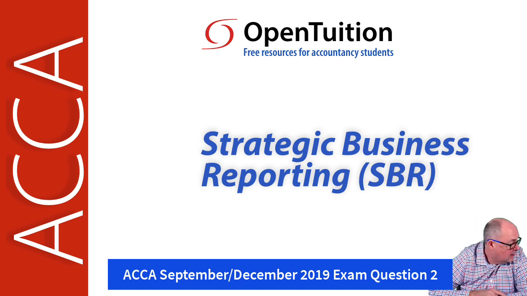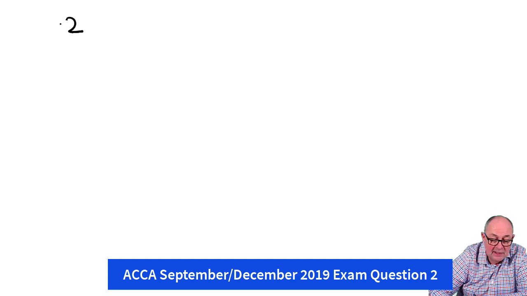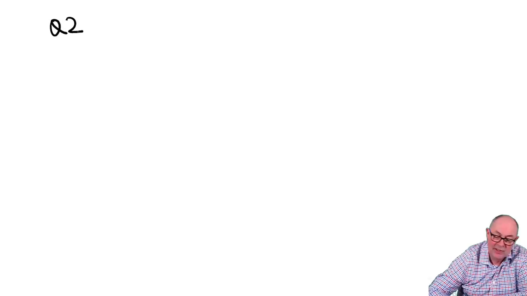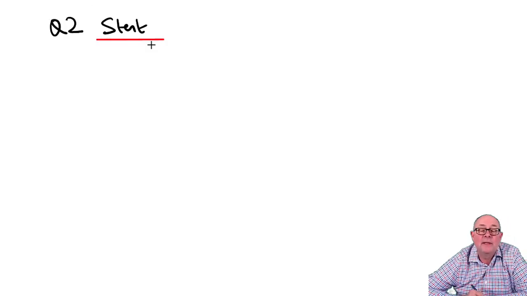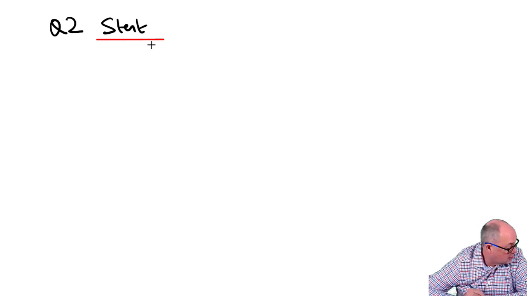Question two, that's the question that's called Stent. The ethics question is the second part. In the first part, you're asked for two separate requirements for three issues. You have to explain the accounting, and you also have to think about the impact on gearing.